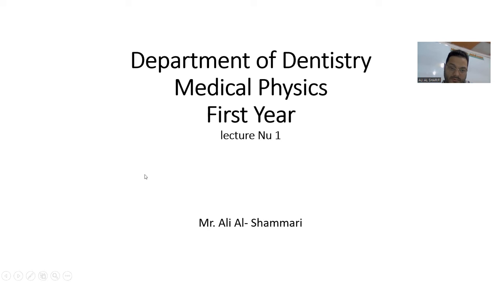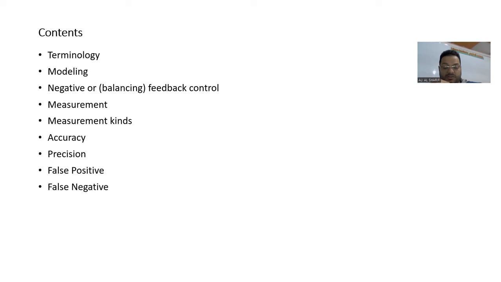Yes, the terminology. The first thing is the terminology, what that means, related with what. We'll take some examples. After that, we'll focus on the modeling. It's important. We will illustrate what that means by using some examples. Negative or balancing feedback control, measurements, what kind of measurements, how we can use them, and what the benefits from them are, accuracy and precision, and what the difference between them is. The last topic is false positive and false negative.